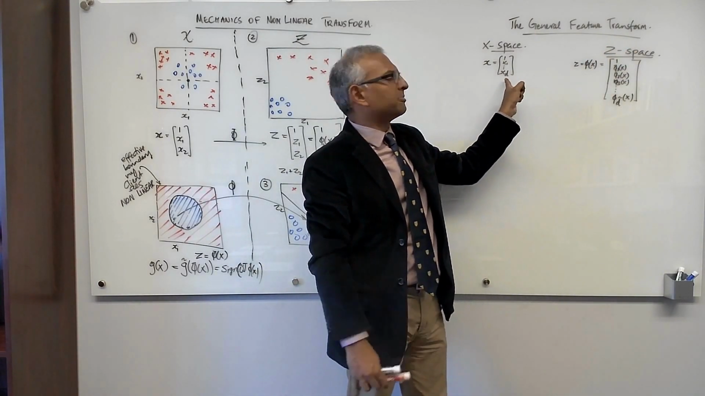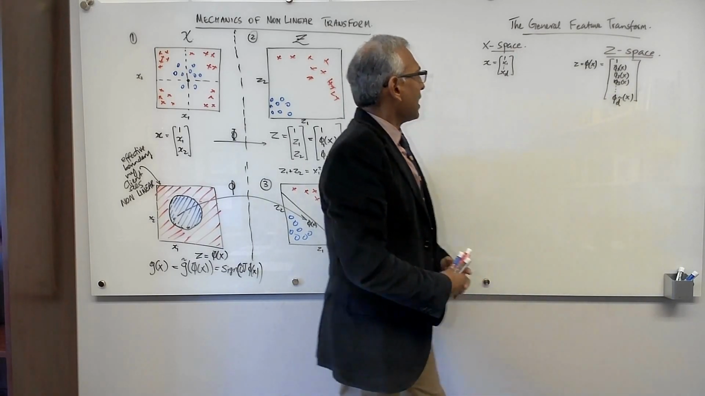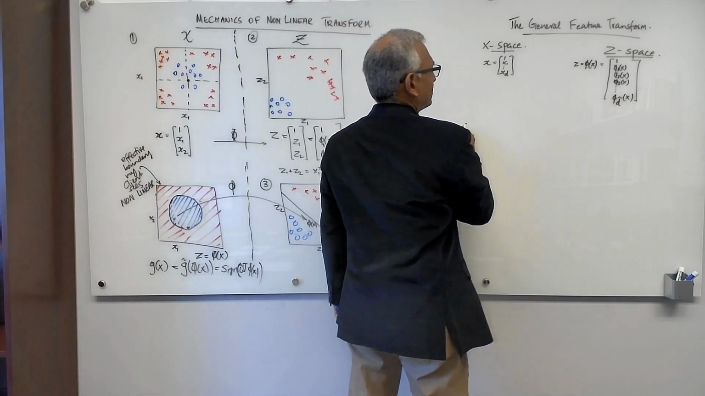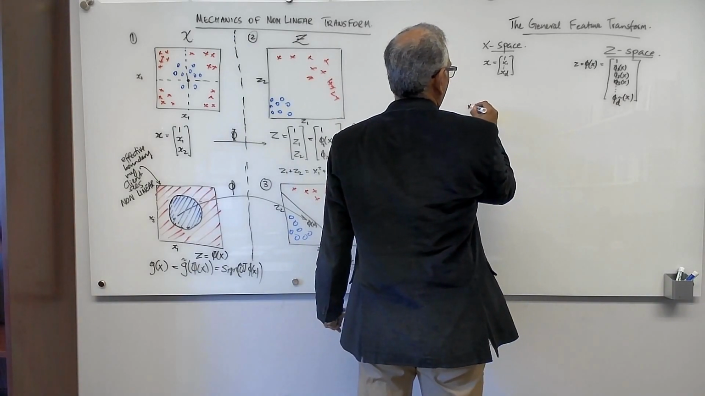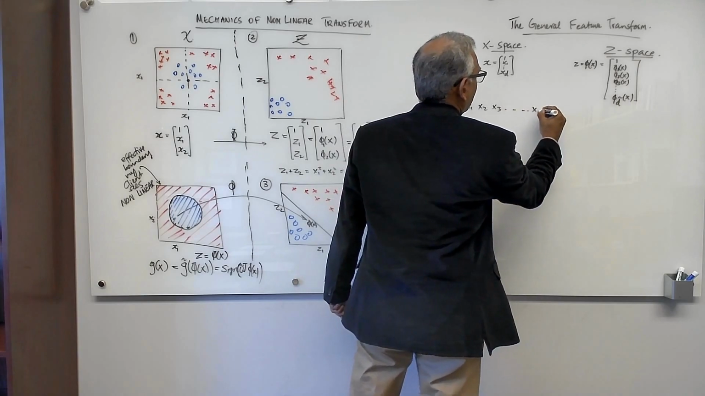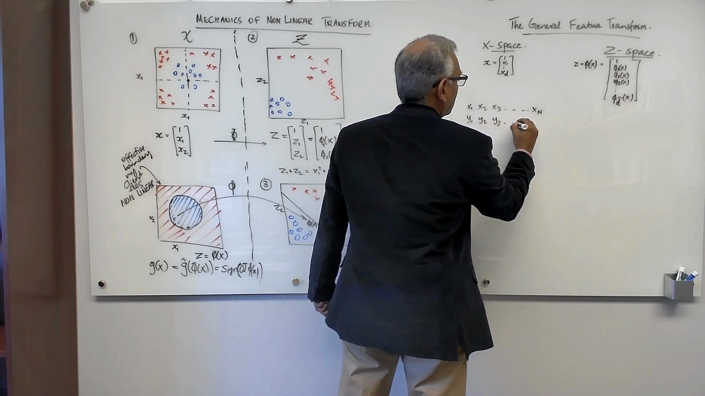So the dimension in the x space is d, the dimension in the z space is d tilde. Okay. Now, let's look at your data. Your data in your X space, and that's the data your client gave you. In your X space, the X values are X1, X2, X3, up to Xn, and corresponding to those X values are Y1, Y2, Y3, up to Yn.